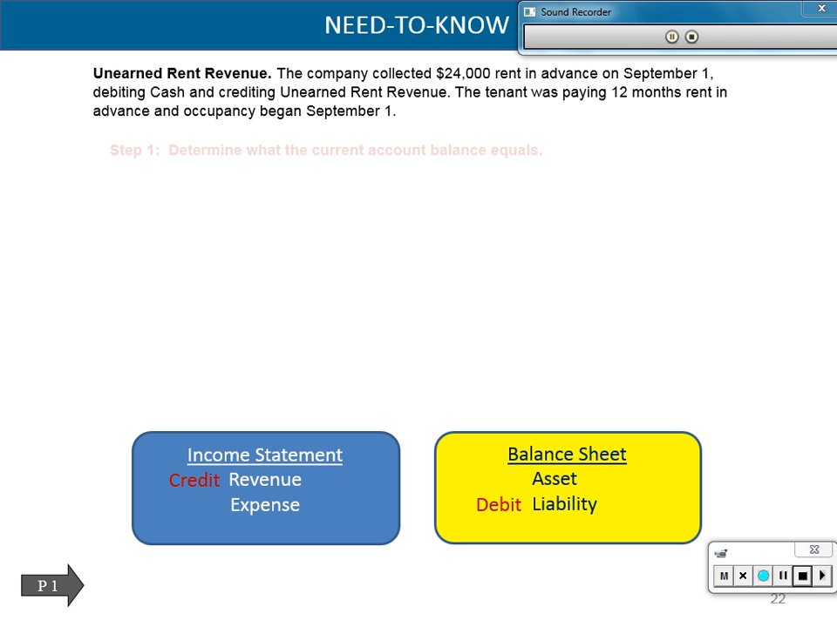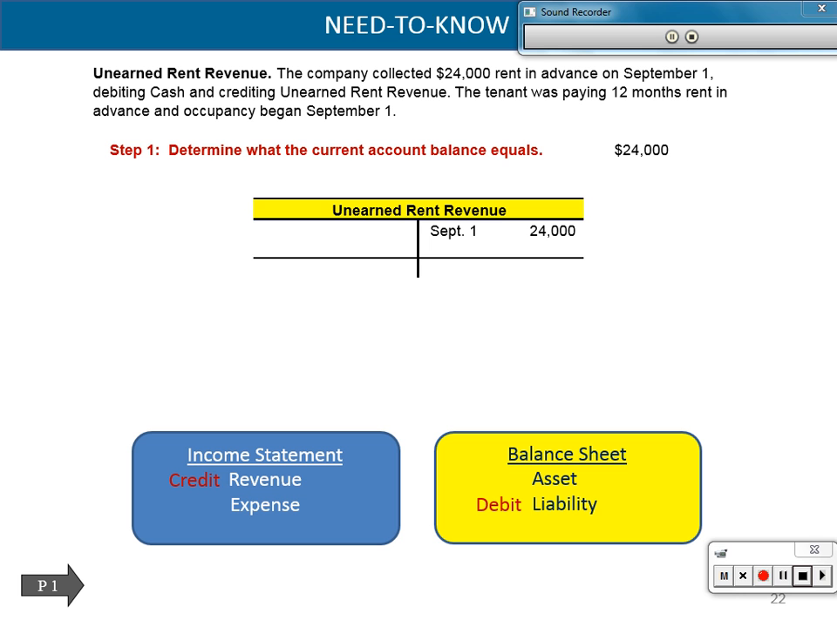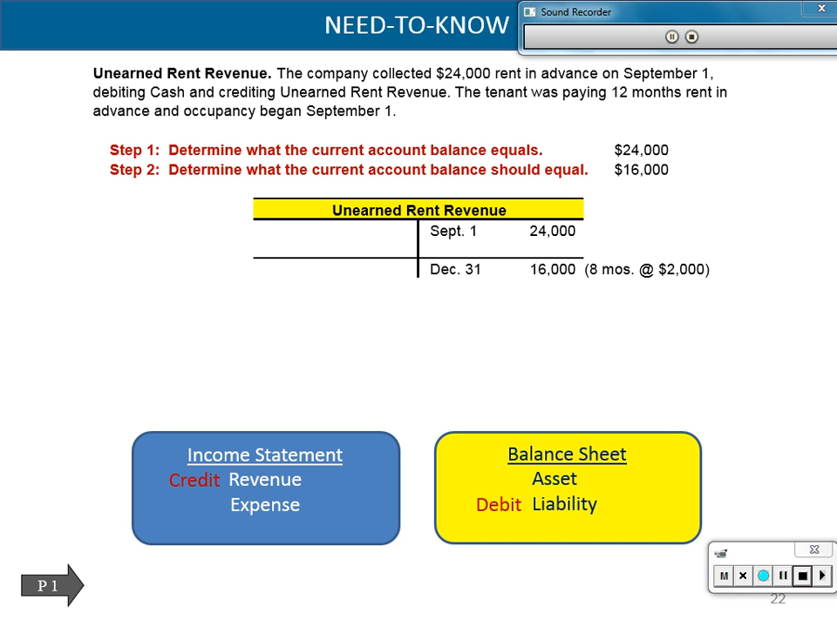Now, unearned rent. They collected $24,000 rent in advance, right? So the account unearned rent should have had a balance of how much? $24,000. And then what happened? How many months passed by the end of the year? 4. September, October, November, and December, right? So that's how much for each one of those months? $2,000. So what should the ending balance be? 16,000.